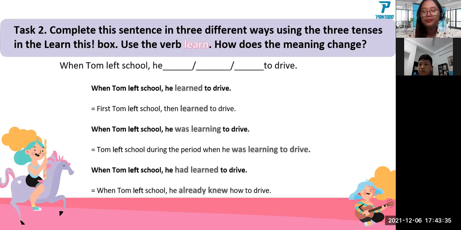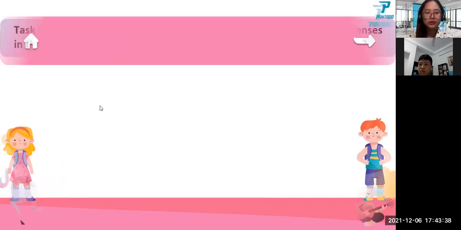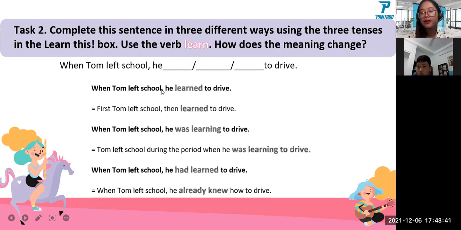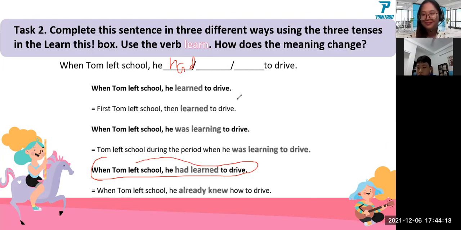Now, how about the past perfect? Please read this. When Tom left school, he had learned to write. Yes, he had. We add had. This is an example of past perfect.